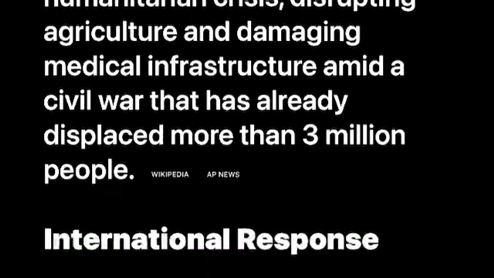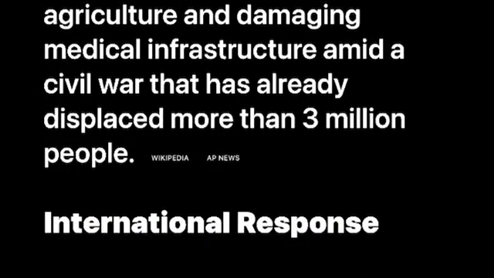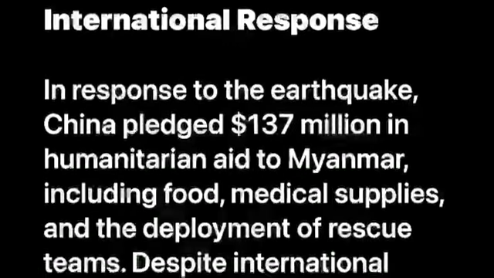The disaster has exacerbated Myanmar's ongoing humanitarian crisis, disrupting agriculture and damaging medical infrastructure amid a civil war that has already displaced more than 3 million people.